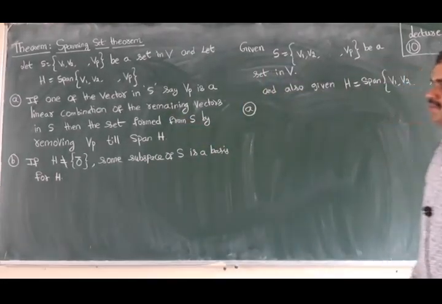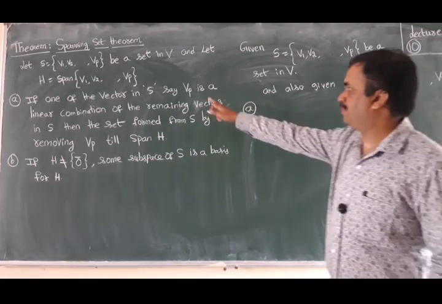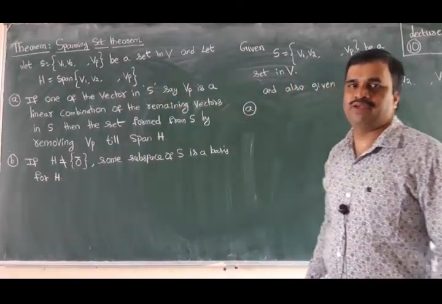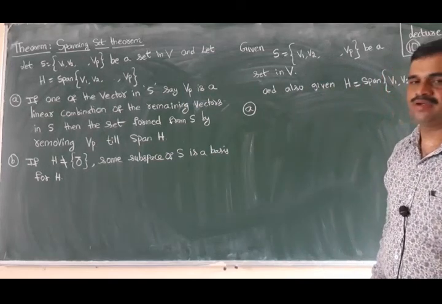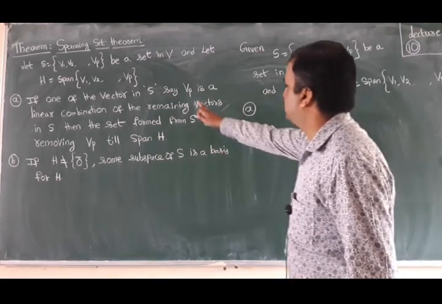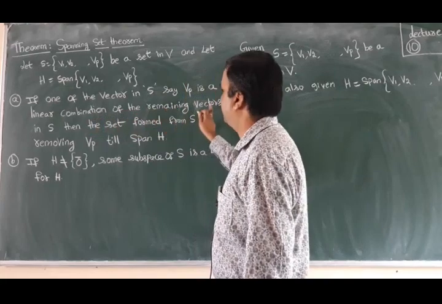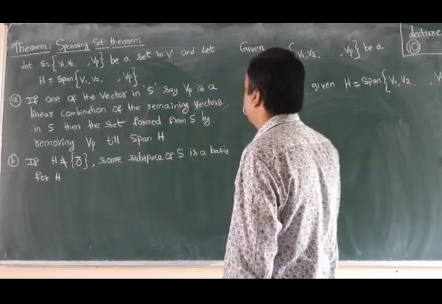If one of the vectors in S, say Vp, is a linear combination of the remaining vectors in S, we have to consider that statement, and we have to prove that if you remove this vector Vp, the remaining vectors V1, V2, so on, Vp minus 1 also span. First, let us consider Vp is a linear combination of the remaining vectors in S.